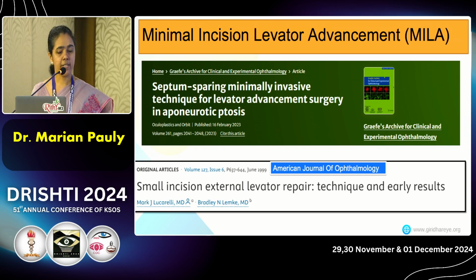One thing we are doing a little differently is minimal incision levator advancement. It's called MILA, because in ophthalmology you know MICS, MIVS, MIGS, so this will add to it MILA. This is actually not new. In 1999, Lucarelli, a very senior oculoplastic surgeon from the US, published in the American Journal of Ophthalmology, Small Incision External Levator Repair. And after many years, in 2023, there are a few modifications, that is the septum sparing minimally invasive technique for levator advancement surgery in aponeurotic ptosis.